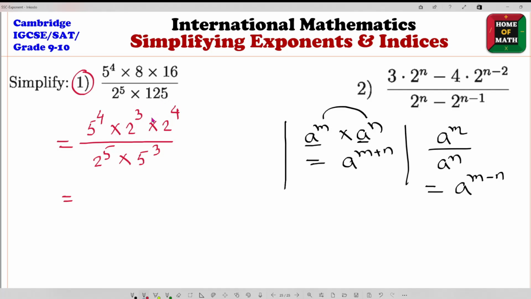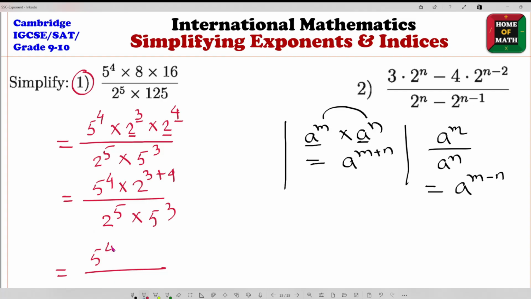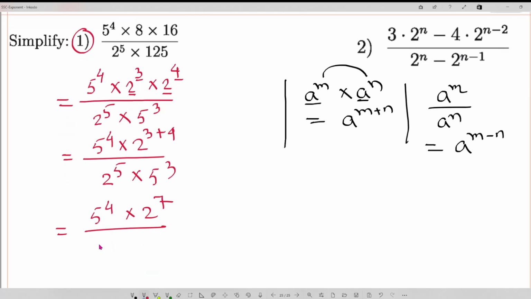Now let's check. This is 2 and 2, the bases are the same. Here is 3, here is 4. So we can write it like this: here is 5 to the power 4, 2 to the power 3 plus 4, and here is 2 to the power 5 times 5 to the power 3. Now this is 5 to the power 4 times 2 to the power 7, and here is 2 to the power 5 times 5 to the power 3.